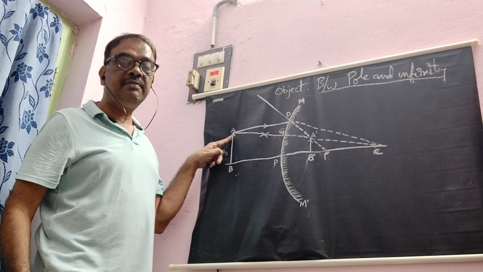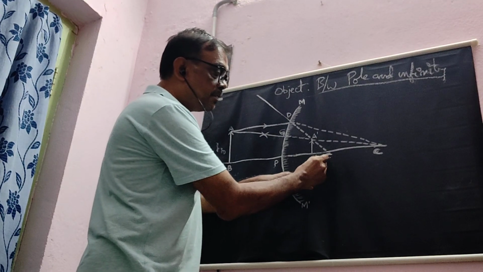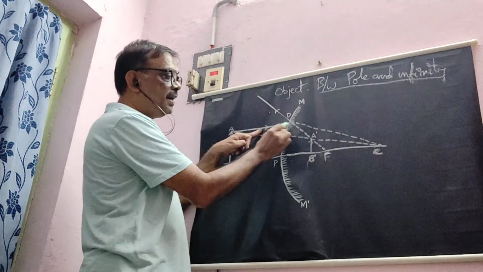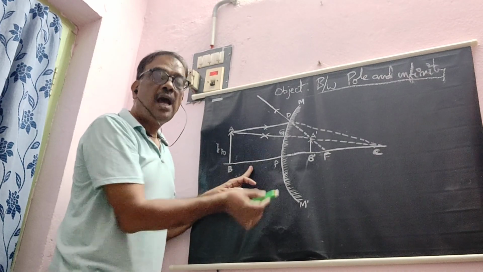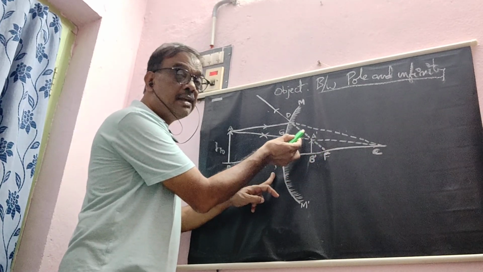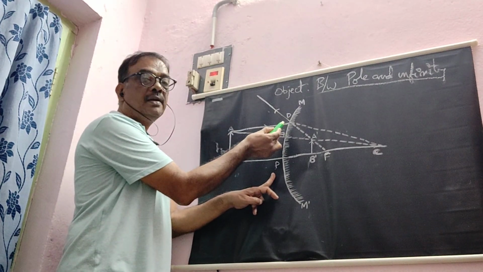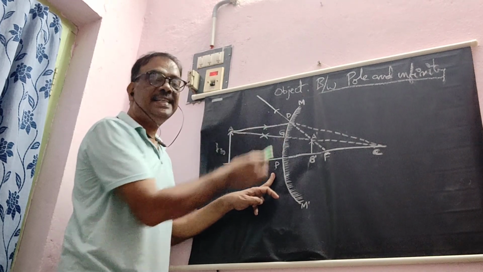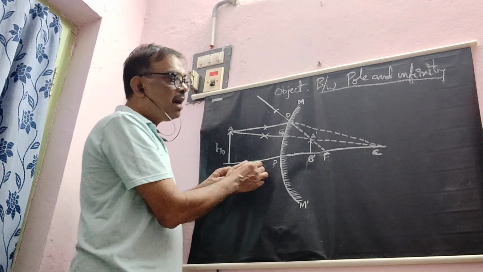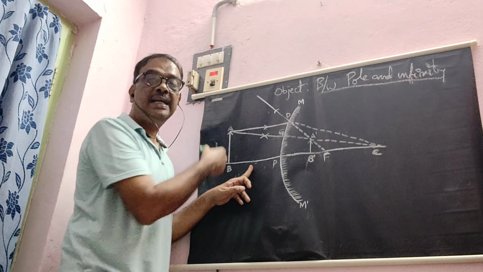After reflection, as it is a diverging mirror, the rays do not actually meet. It appears to have come from the focus behind the mirror. This is the reflected ray. This is the incident ray, which is parallel to the principal axis. After reflection, the reflected ray appears to have come from this point, you can see the dotted lines behind the mirror. When it comes out of the mirror, the reflected ray touches the incident ray. A ray of light incident parallel to the principal axis, after reflection, appears to have come from the focus behind the mirror.